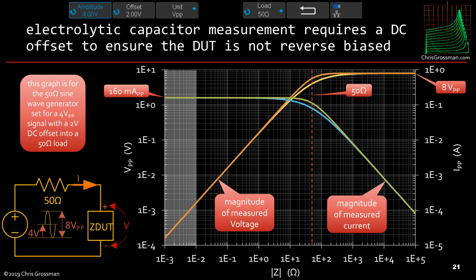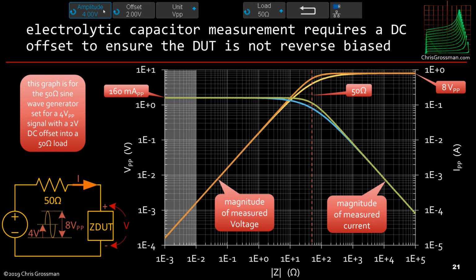Now I want to measure electrolytic capacitors. Electrolytic capacitors require a DC voltage offset to measure, because you don't really want to reverse bias them. And that's especially true of tantalum capacitors, because you can permanently damage many tantalum capacitors with any reverse bias.